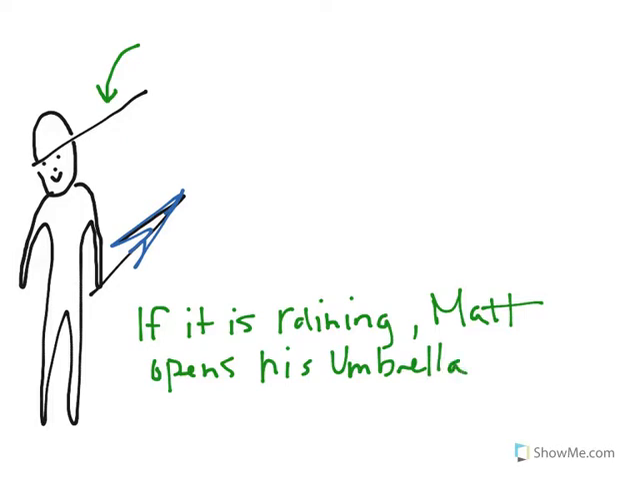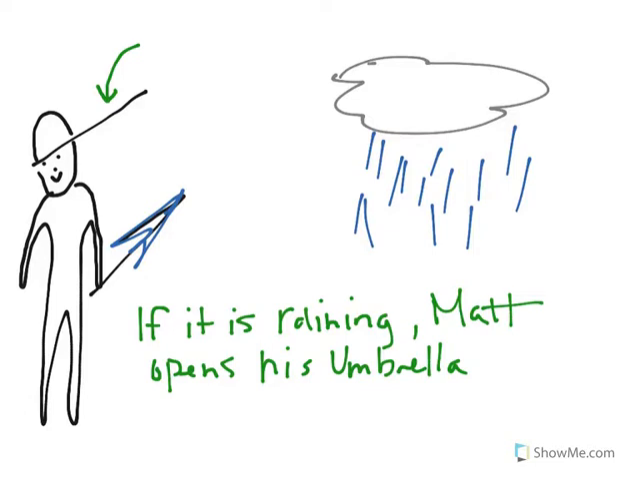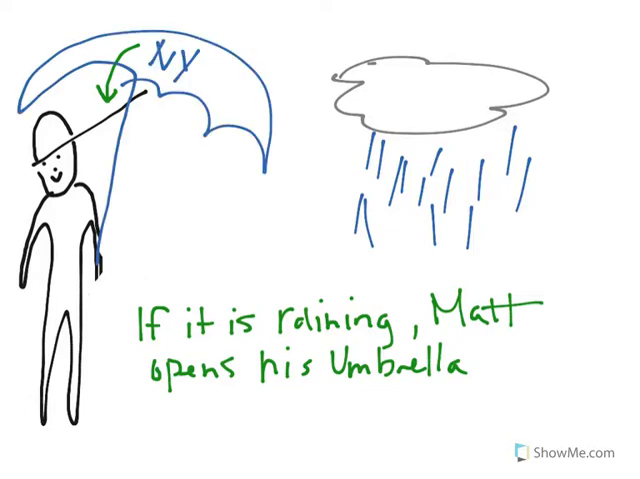So what'll happen is Matt will look outside and see what's going on. Let's look outside. Uh-oh, Matt, it's raining outside. So what is Matt going to do? That's right, Matt's going to open up his Yankee umbrella to keep himself dry. So this statement is always true. If it is raining, Matt opens his umbrella.